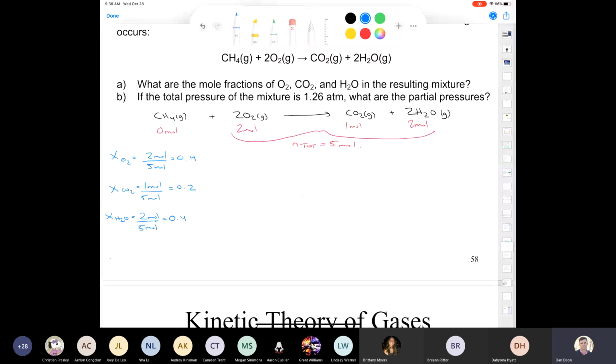And so now we've answered A. We figured out the mole fraction of our oxygen, carbon dioxide, and water. In fact, you should notice that if you tally 0.4, 0.2, and 0.4, what do you get? You get a whole. You get 1.0. Now let's try the second part.